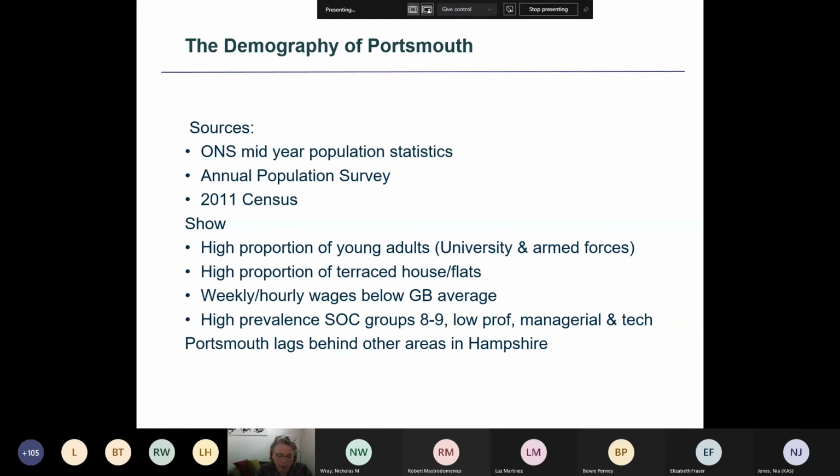So what do we know about the area that CAP serves? Portsmouth is a city on the south coast in Hampshire. And the first thing we did was to assemble data on the population using existing freely available sources. This gave us a picture of the local population by age and sex, together with key socio-economic characteristics. And so at the top of this, we've got the sources of data that we used in developing this picture of the demography of Portsmouth.